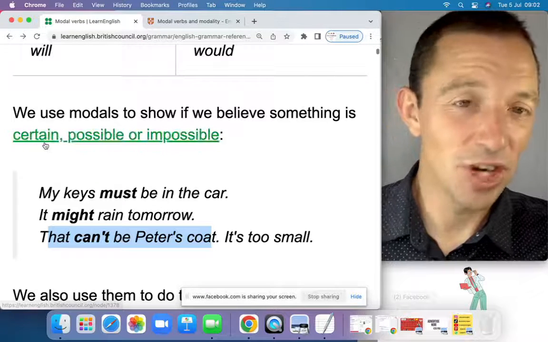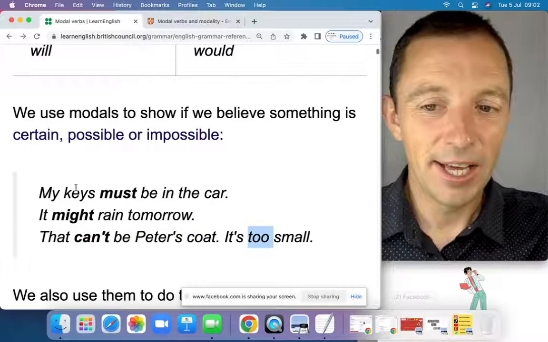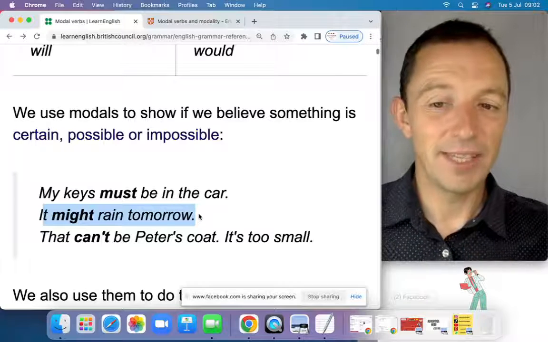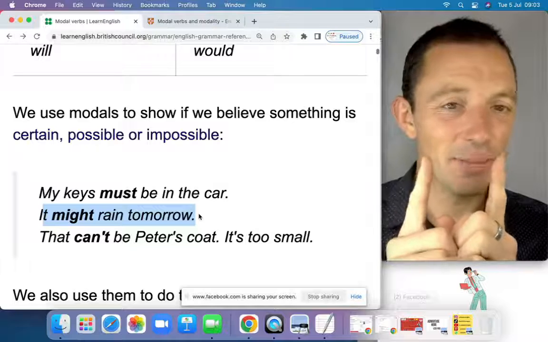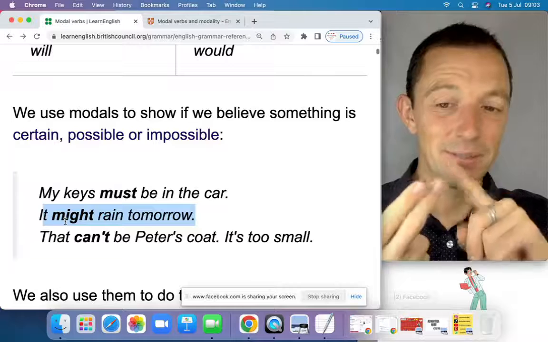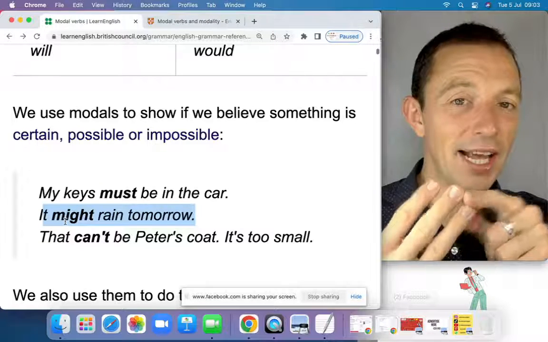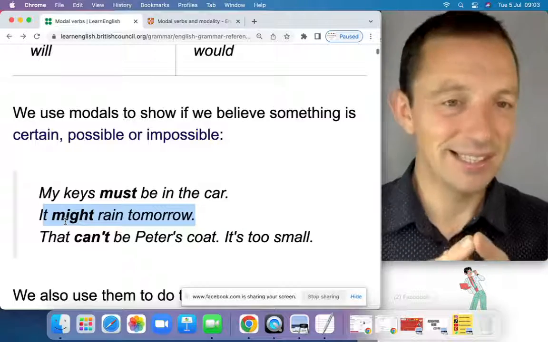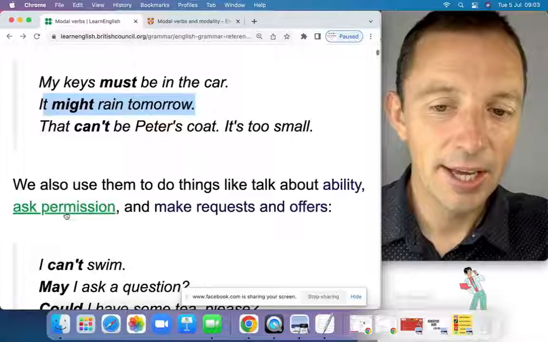And also certainty. It's too small. It's excessively small. The second example, it might rain tomorrow. This is a possibility. Not certain, not impossible. It's a possibility. And might is the same as may and could. It might rain tomorrow. It may rain tomorrow. It could rain tomorrow. They are very, very important lessons to understand in relation to modal verbs.